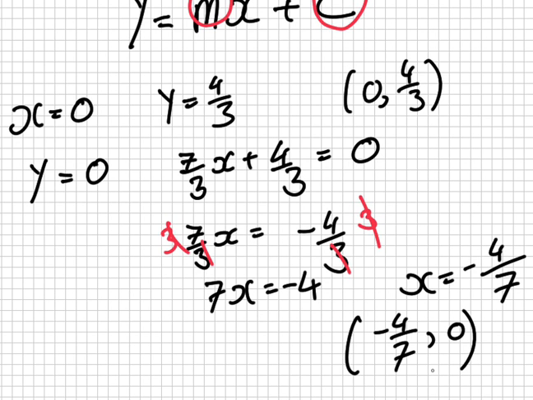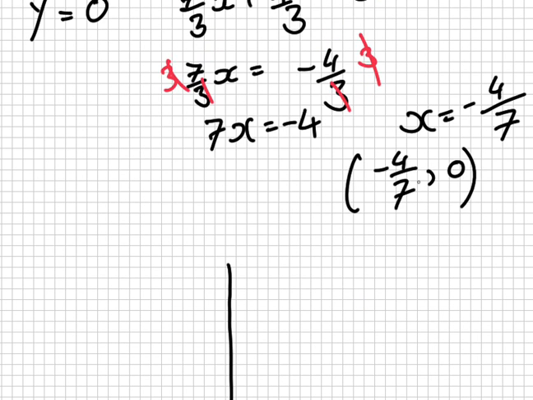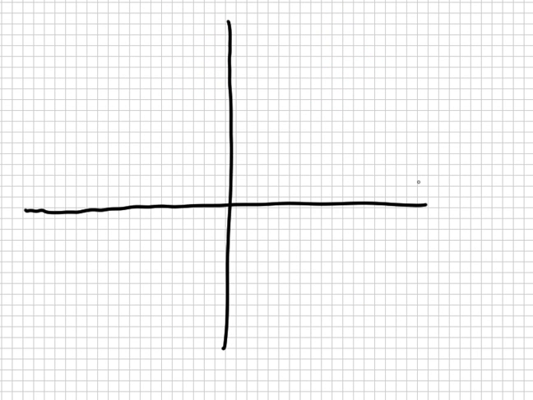Okay, so let me draw that. So what was my first point? It was 0 and 4/3 and then minus 4 over 7. Okay, so I think I should need to go up to 2.